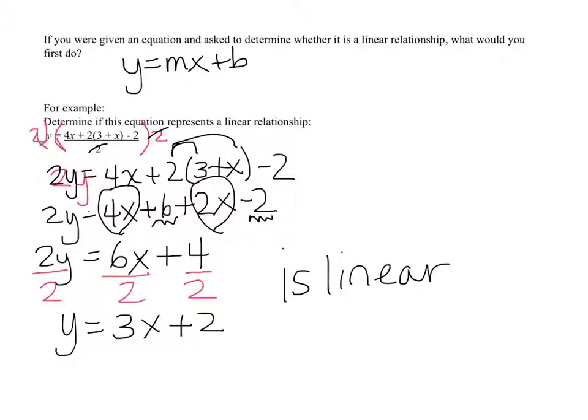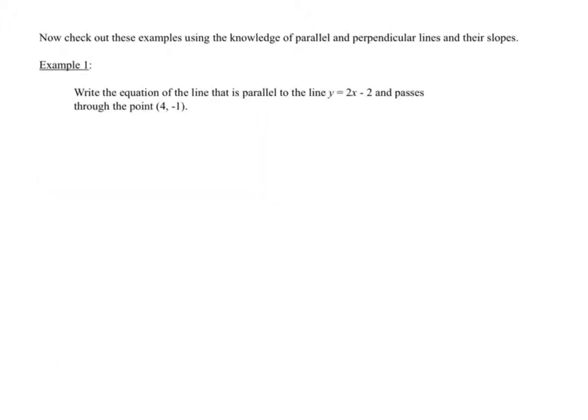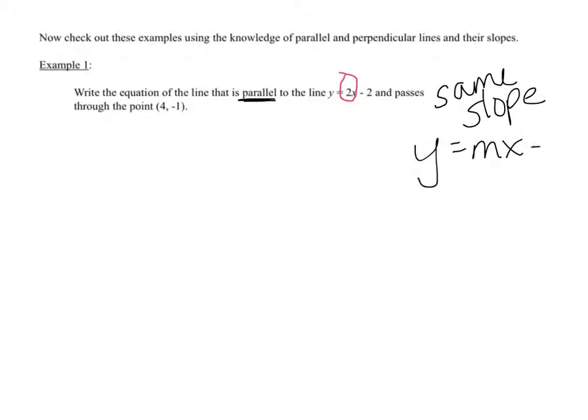So if you can get it in the form y equals mx plus b, then you can tell that it is linear. So how do we use this information about parallel and perpendicular lines and what it has to do with their slopes? Well, the one thing you should be able to do is write an equation similar to what we did last unit. So if it says write the equation of the line that is parallel to the line y equals 2x minus 2 and passes through the point (4, negative 1), well, if you remember from the earlier slide, parallel lines have the same slope. So we're going to use the slope from this equation in our new one, and you would put it into y equals mx plus b.